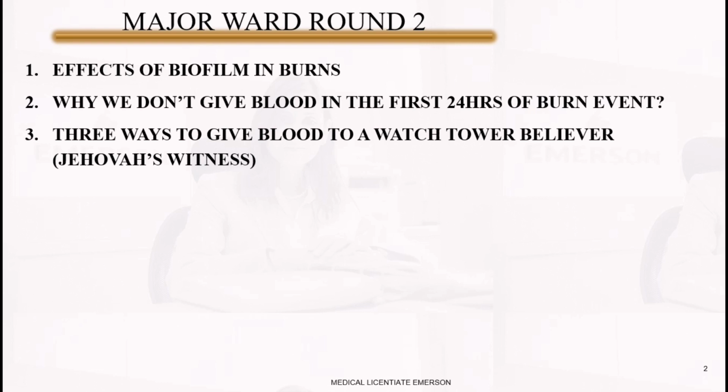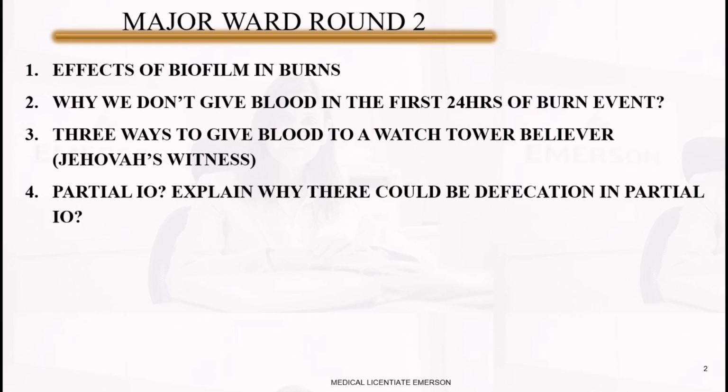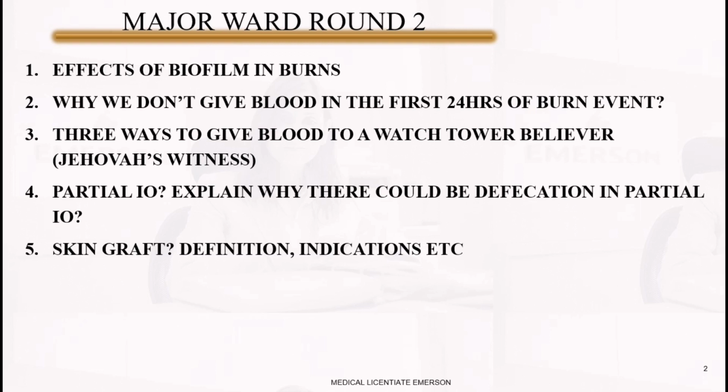So what are the 3 ways? Say a burn patient presents with anemia, and of course they are a Jehovah's Witness, but they choose to get blood. What are some of the ways you can give them blood? Then partial IO: explain why there could be defecation in partial IO. What do you think allows patients who present with partial IO to still defecate?